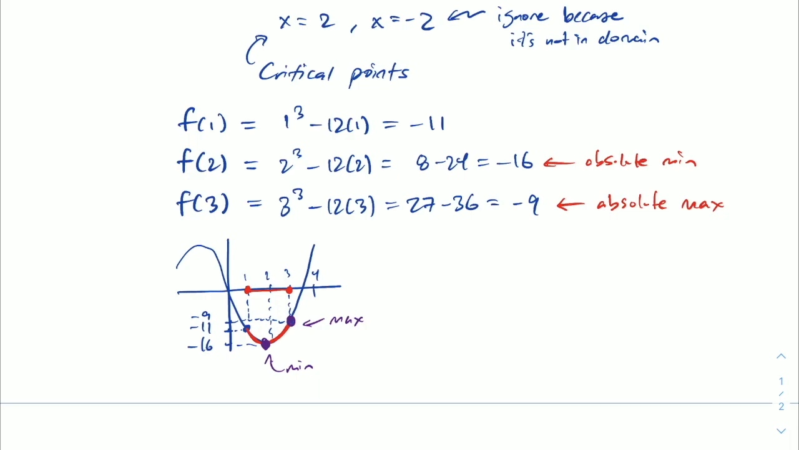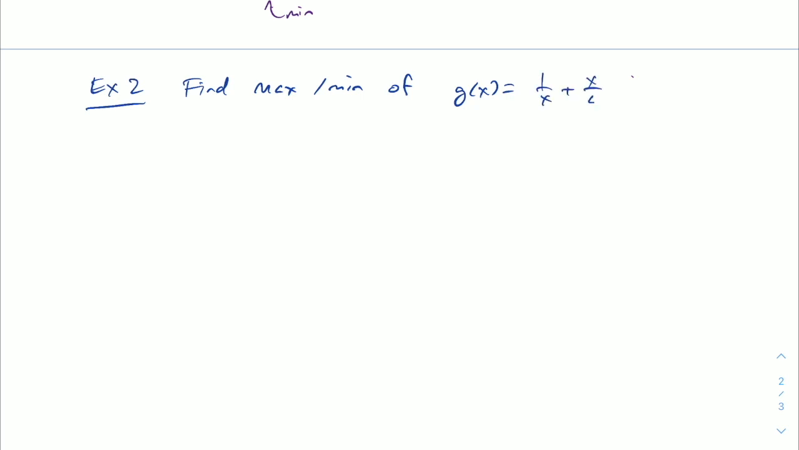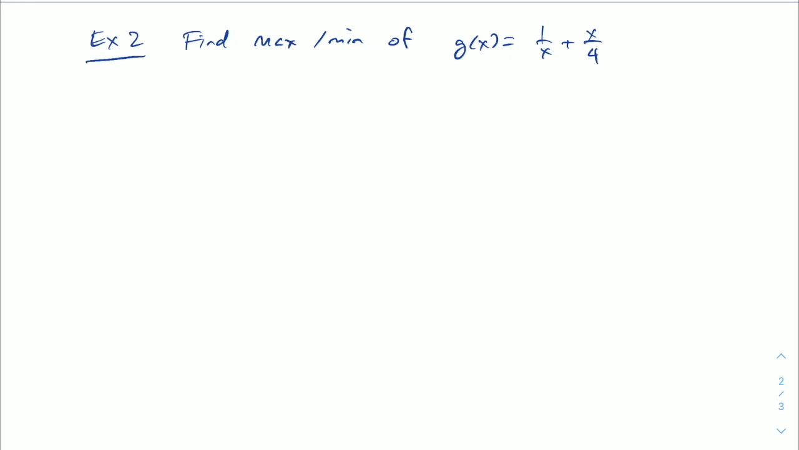All right, let's do another example. Call this example 2. So in this example, we're going to find the max and the min of g of x defined by 1 over x plus x over 4. And we're going to be looking at this over positive x.